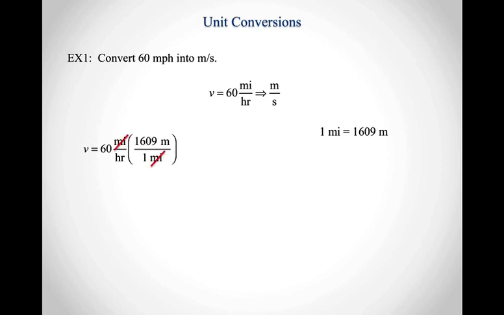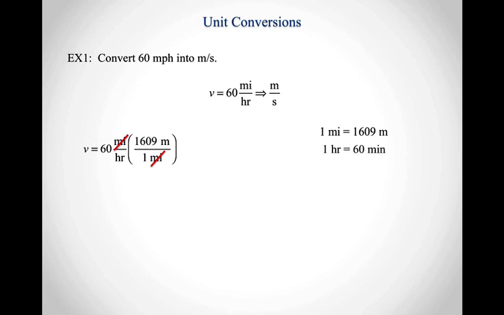If the miles go on bottom, that means meters have to go on top, and now it's just plugging in the numbers. The 1609 still goes with the meter, the 1 still goes with the mile. So I've converted from miles per hour to meters per hour. Well, that's not what I wanted. I wanted meters per second. So now I need to think about how I'm going to deal with the dimension of time and convert it.